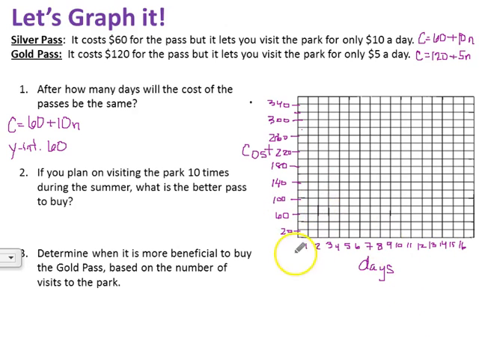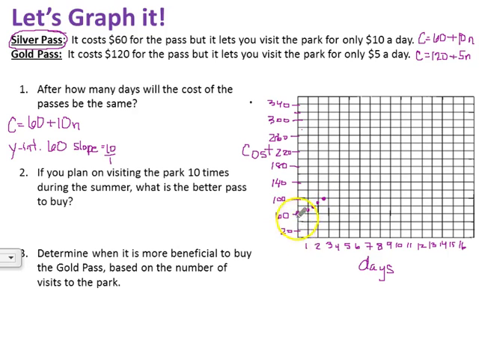All right, so let's go ahead and plot that first pass, the silver pass, we'll go ahead and do in purple. So the first thing we want to plot is the y-intercept, which is at 60, and then our slope is 10 over 1. So we're going to go up 10 units, so halfway, and to the right 1. Up 10 to the right 1, up 10 to the right 1, up 10 to the right 1. We're going to keep doing that because that's our slope.